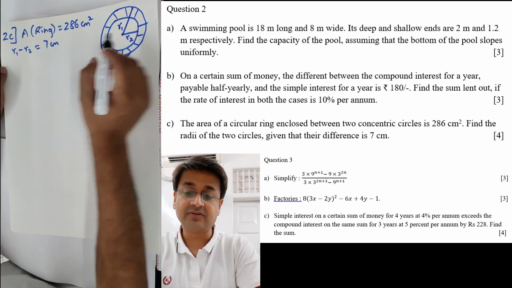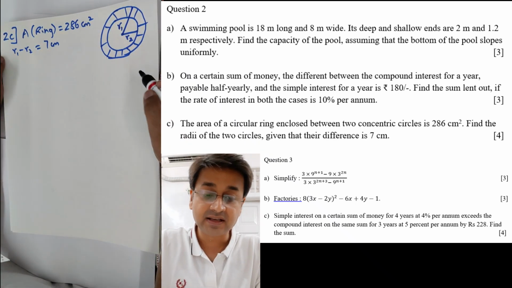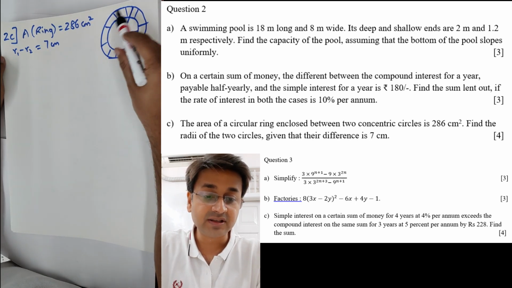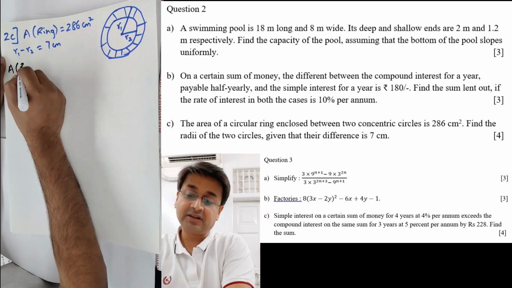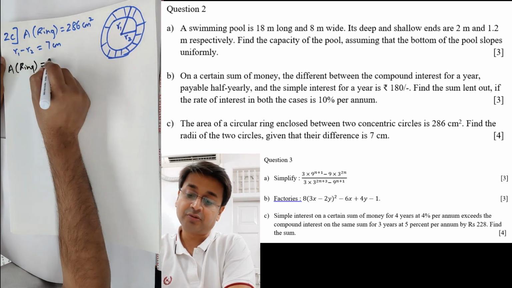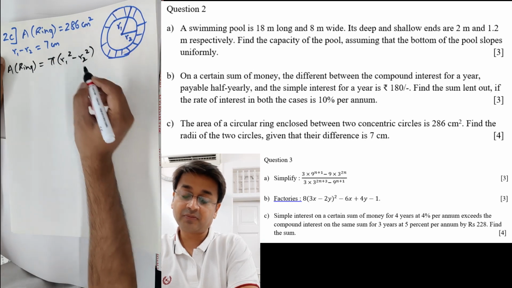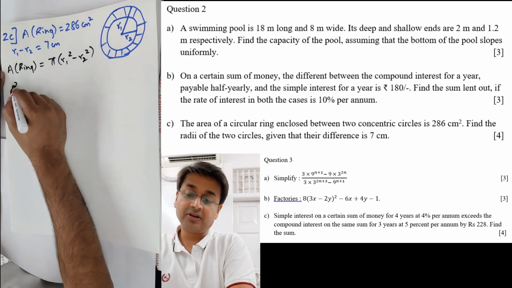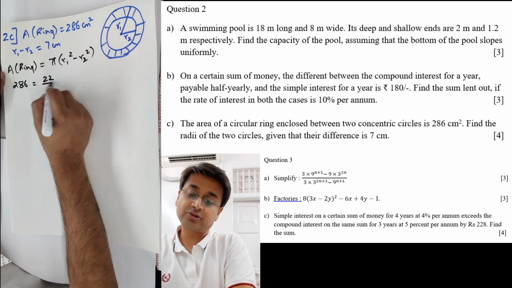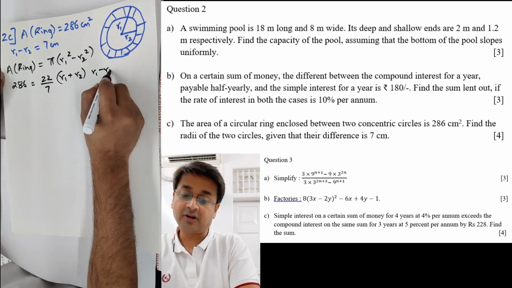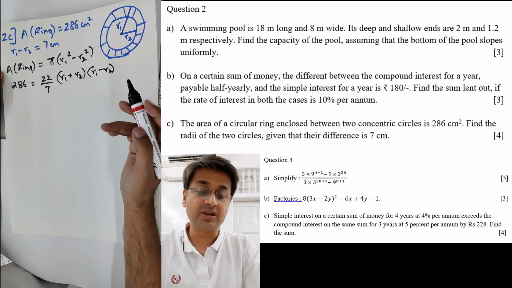2C, 4 mark question. Area of the ring is given and the difference of the radii is 7. So 2 circles R1 and R2. Area of the ring is this shaded part. So basically area of the ring, the formula should be pi R1 square minus R2 square. Alright. So ring is 286, pi is 22 by 7, R1 plus R2 and R1 minus R2. Formula A plus B, A minus B.